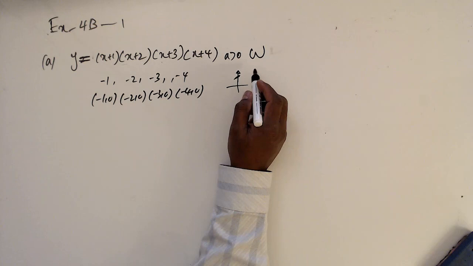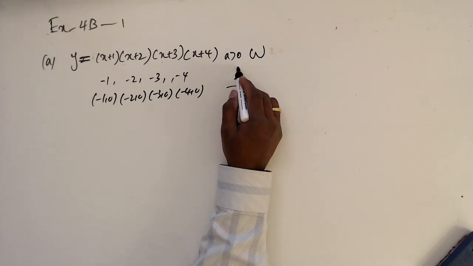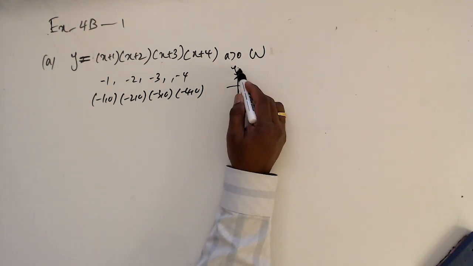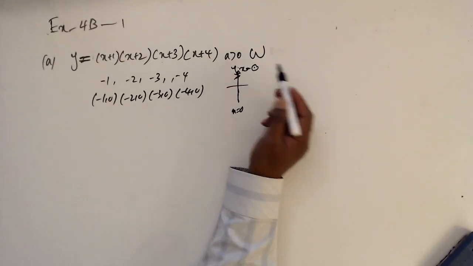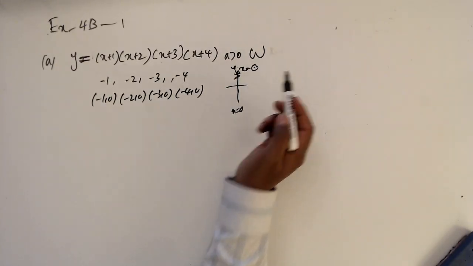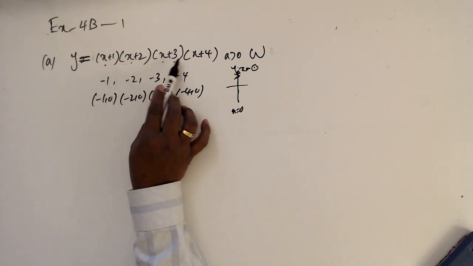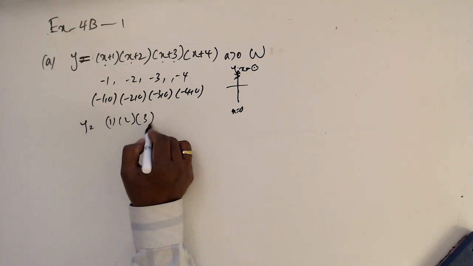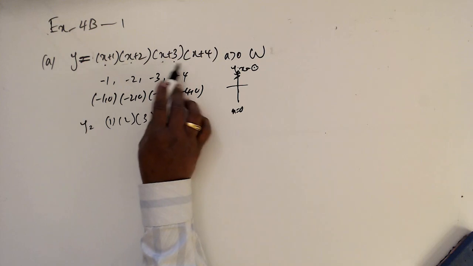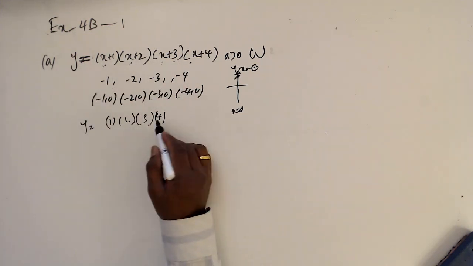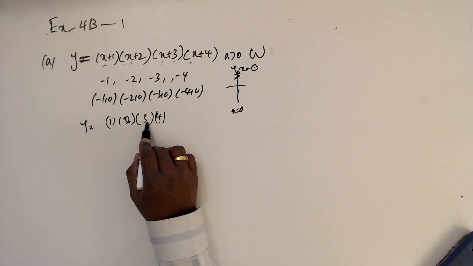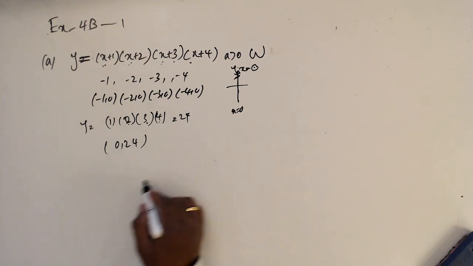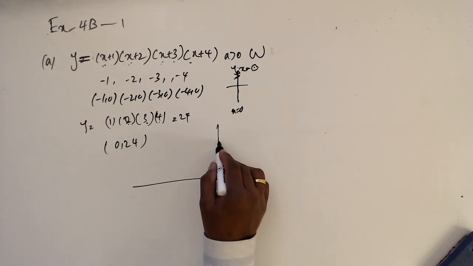The graph crosses the y-axis, so we want to make x equal 0, because the equation of the y-axis is x equals 0. When I put 0 here, it remains y equals 1, 2, 3, 4. 1, 2, 3, 4. This all becomes zeros. 4 times 3, 12 times 2, 24. So that is 0, 24. So the graph cuts at 0, 24.